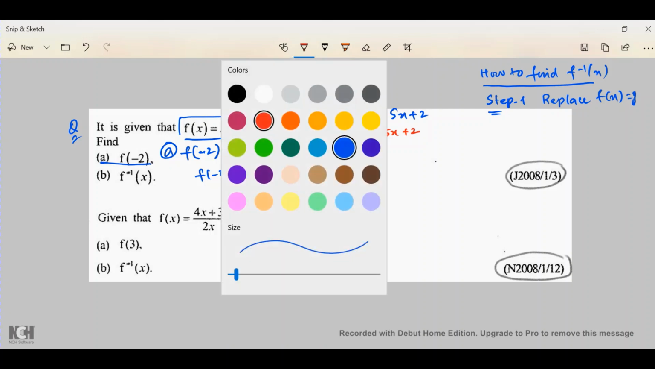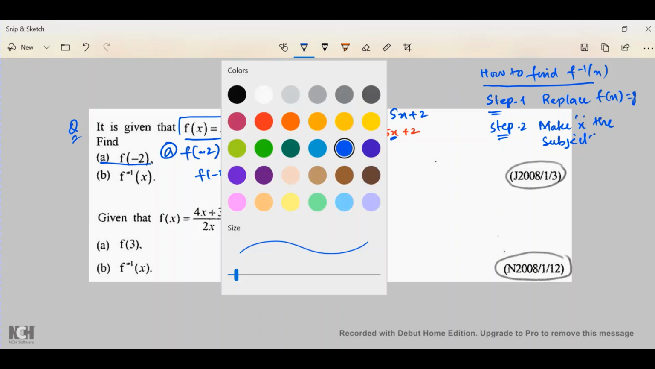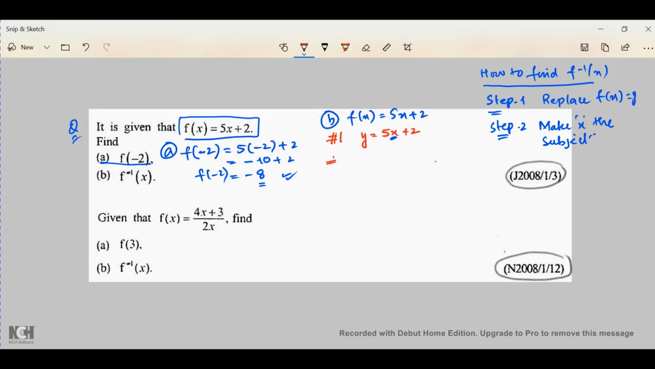Now I am moving to step number 2. Step number 2 is make x the subject of the formula. I want to make x the subject, so I can write 5x plus 2 equals y. Then 5x equals y minus 2, and x equals y minus 2 upon 5. This is step number 2.